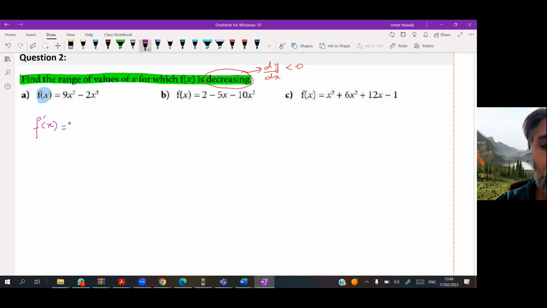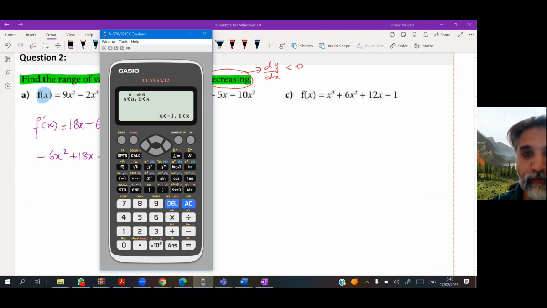And 9x squared, 18x, and this is minus 6x squared. I'm looking for a decreasing function, so put it less than 0, right? So let me copy minus 6x squared plus 18x plus 0 less than 0. Now I need to use my calculator.